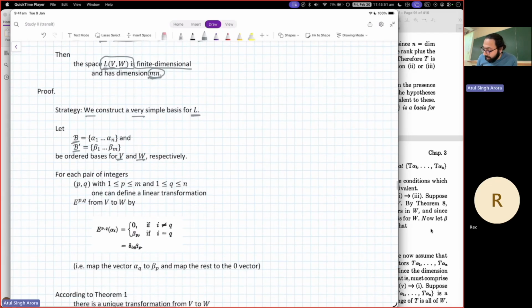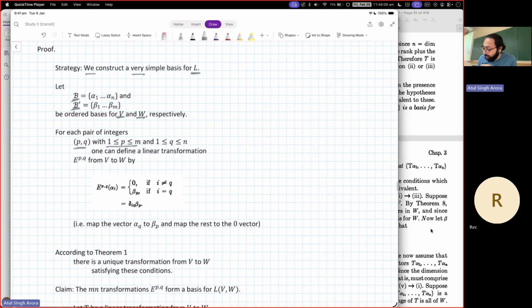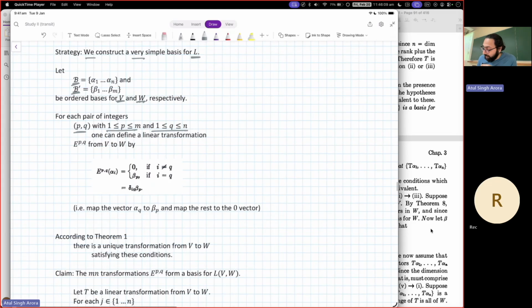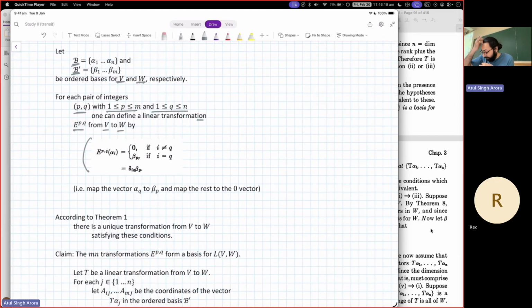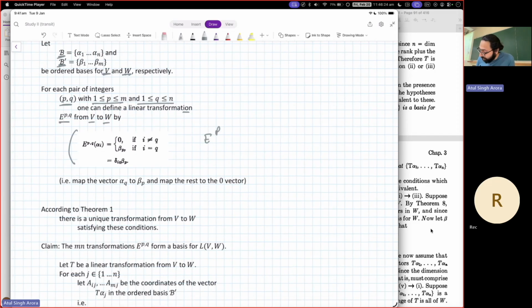So let us denote by B the basis for V, and by B prime the basis for W. Now for each pair of integers p, q, where p is between 1 and m and q is between 1 and n, one can define a linear transformation E_{p,q} from V to W using this definition. What is this definition saying? Let's try to understand this. E_{p,q} on alpha_i is defined to be delta_{iq} beta_p. So what does that mean?